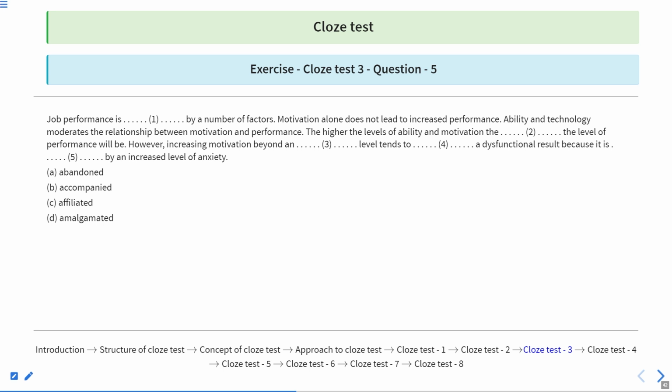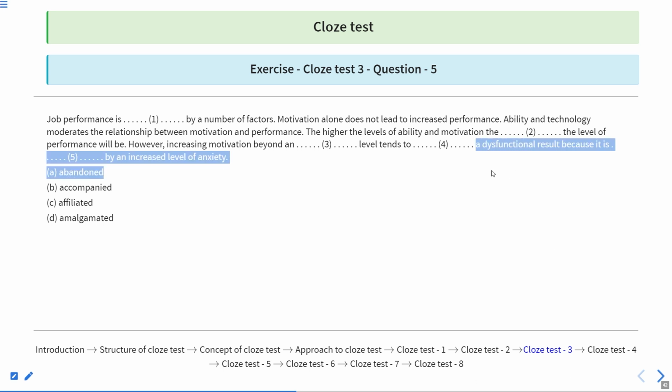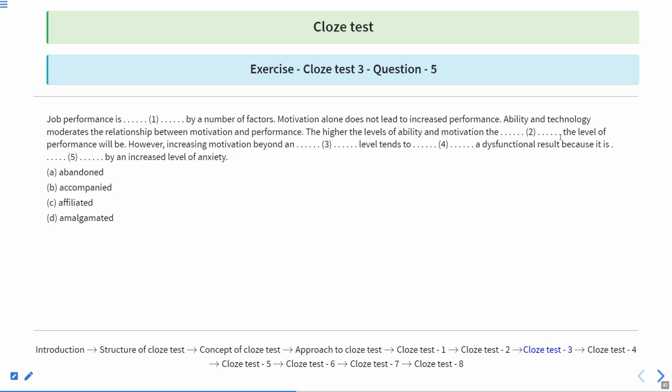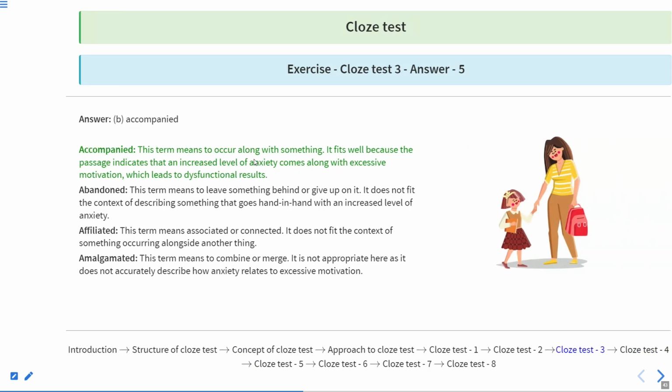Abandoned means leaving. But here we are saying that these are actually connected. Dysfunctional result, because of the word because, it is actually connected. Therefore, it cannot be abandoned. It can potentially be accompanied, because we are saying it comes along. So because it is accompanied by a level of anxiety, this may be okay. It cannot be affiliated or amalgamated. Let us look at the solution.